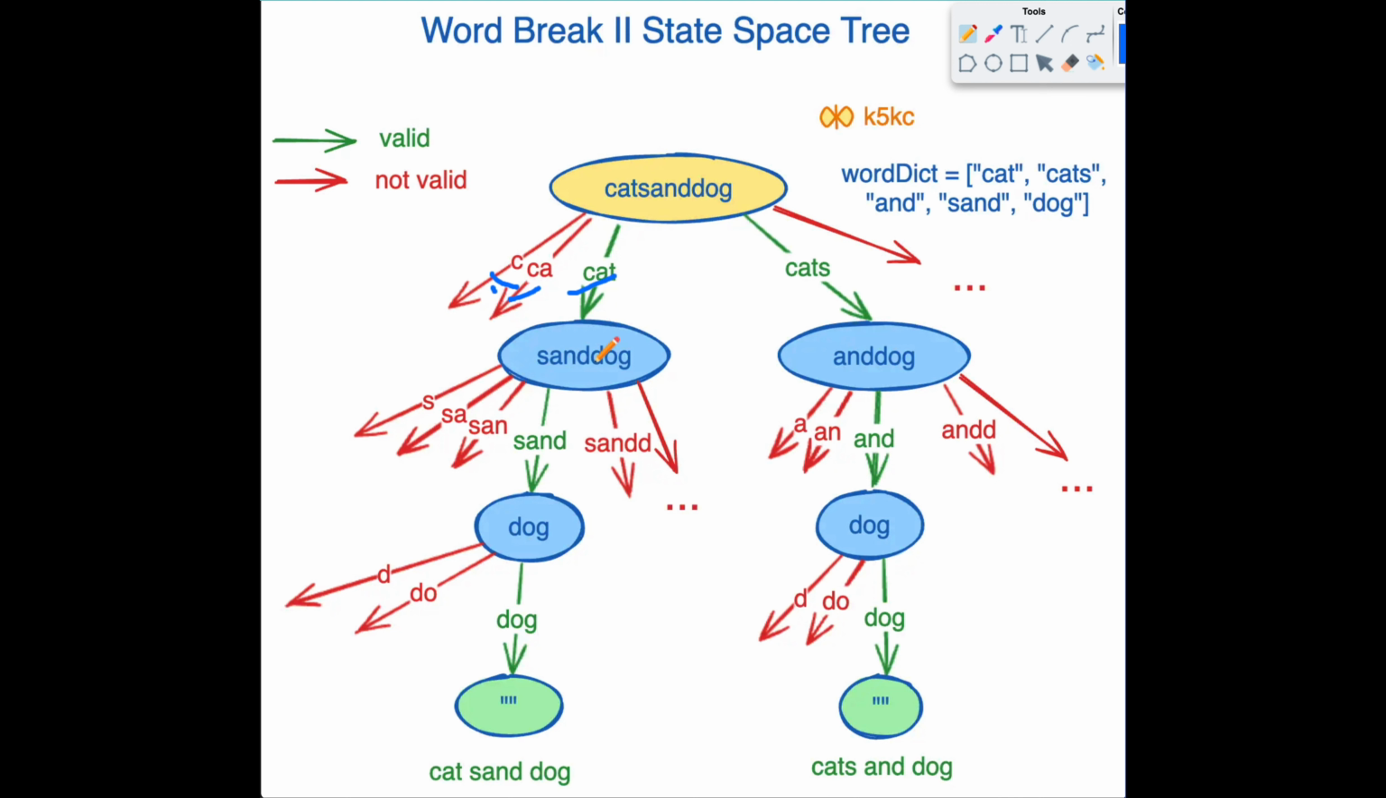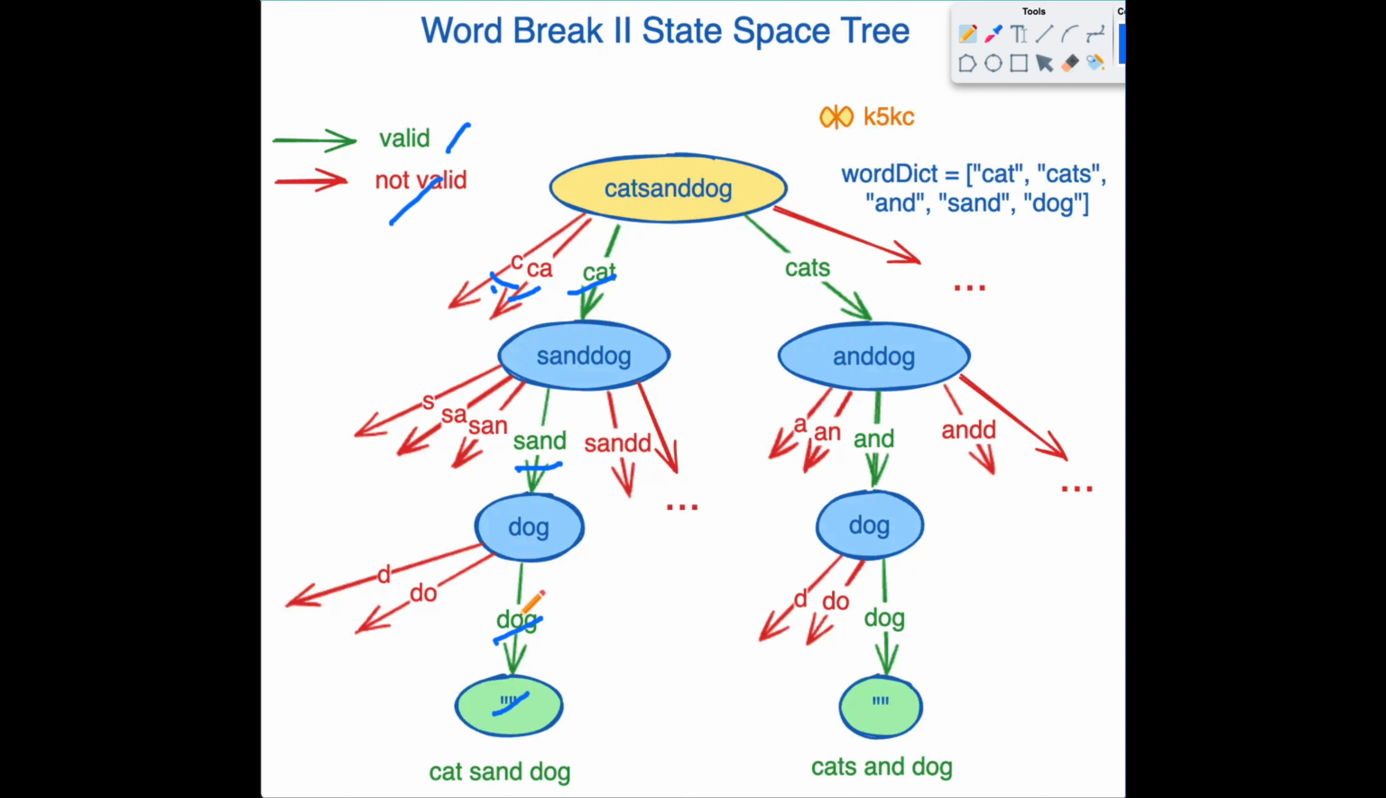Our remaining string will be "sanddog", and now we start the same DFS process at this level. We try to form all the substrings from "sanddog". S, SA, SAN are not present. By the way, the notation I've followed is that red means it's not a valid path and green means it's a valid path, and we will go down the DFS route. Again, we find sand. Now the remaining string is dog. Is D or DO present in the word dictionary? No. Then we get dog, and the remaining string is empty.